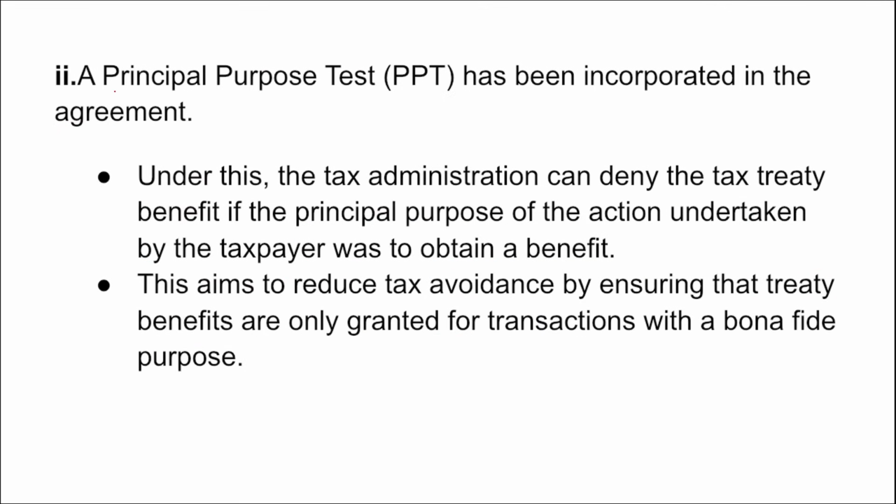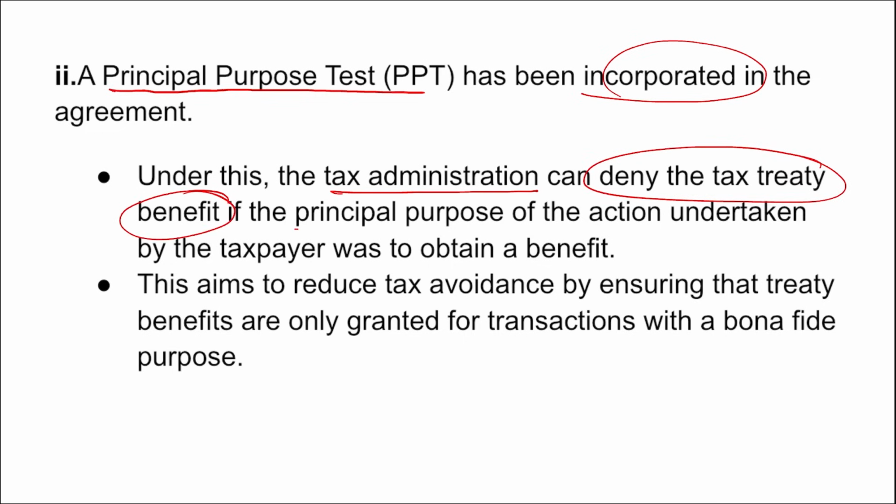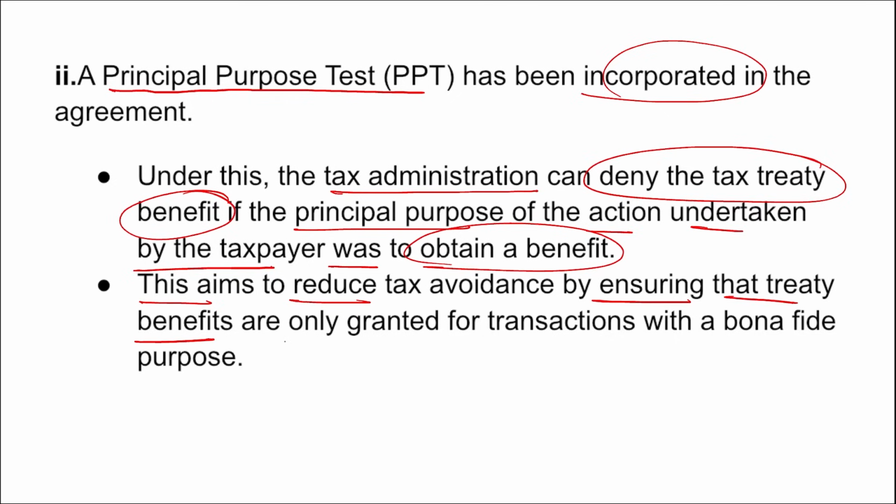Let me show you here, PPT, the principal purpose test, incorporated in this agreement. Under this, the tax administration can deny the tax treaty benefit if the principal purpose of the action undertaken by the taxpayer was to obtain a particular benefit of tax reduction only and not a specific cause or investment. The aim here is to reduce tax avoidance by ensuring that the treaty benefits are only granted for transactions with a bona fide purpose.